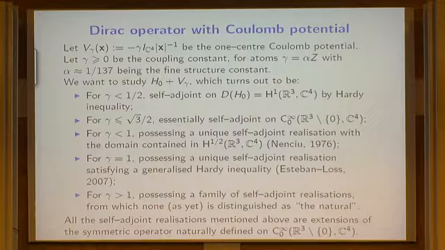Strange domains. So just to clarify, you say for gamma up to 1, there are many self-adjoint extensions? Yes, for all gammas bigger than this, the operator is not essentially self-adjoint. You have many extensions, and there is only one which satisfies that property on the domain.